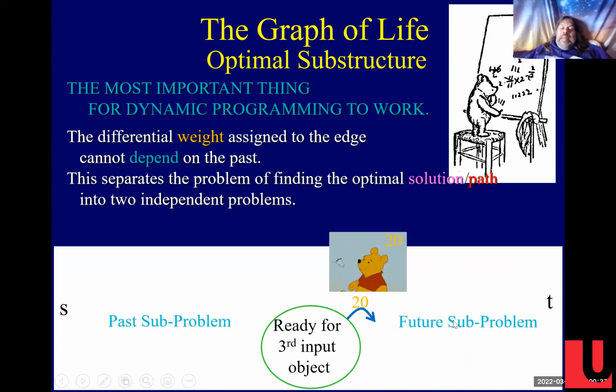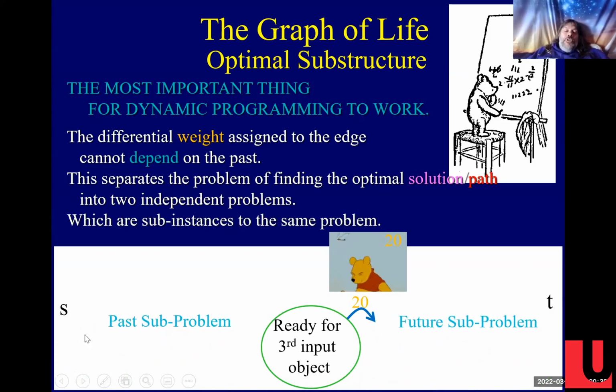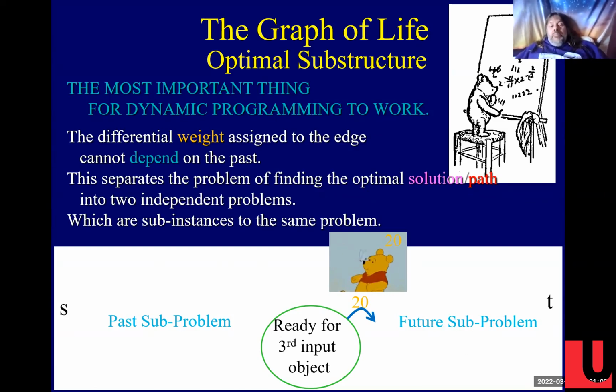And another thing is now we have these two subproblems. The one subproblem is how do I get from S to this node as cheaply as possible? And the second subproblem is how do I get from this node to T as cheaply as possible? And the other thing that's true is that these two problems are independent from each other. When I solve this problem, it has nothing to do with what I do in the future. And when I solve the future problem, it has nothing to do with what I do in the past. Everybody kind of buy that?